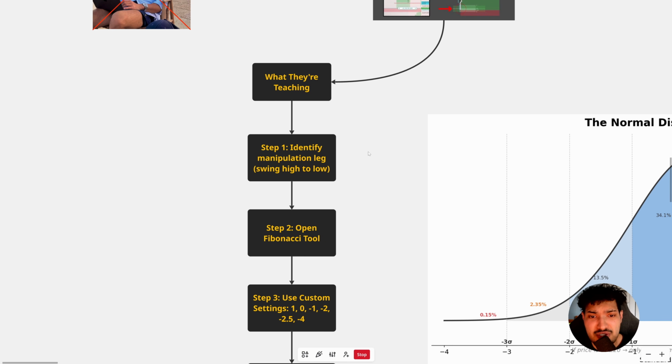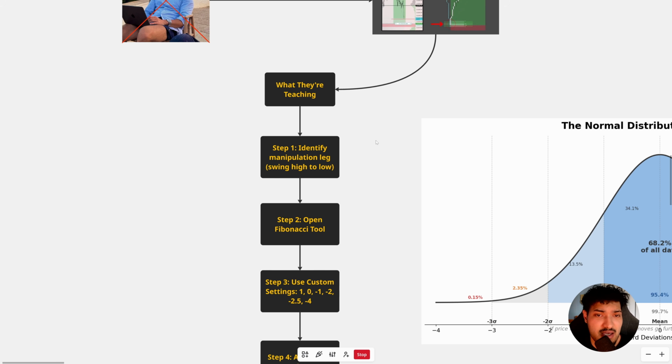So step one, what they usually do is they identify a manipulation leg. So what they're doing is basically marking out a swing high and swing low. And don't worry, guys, I'm just trying to say this to you verbally, and then we're going to go on the chart and I'm going to show you an example.